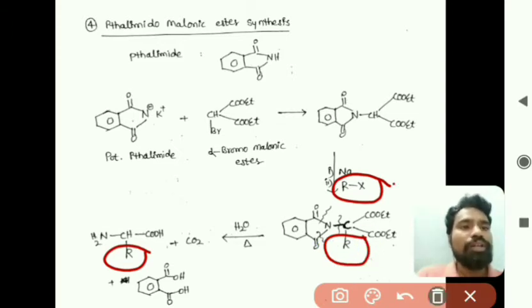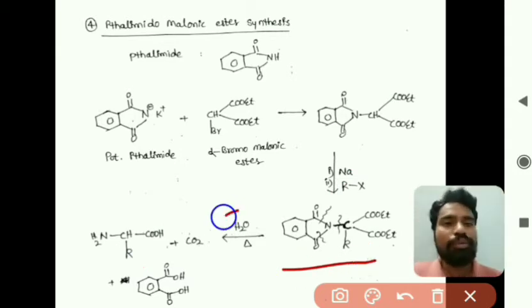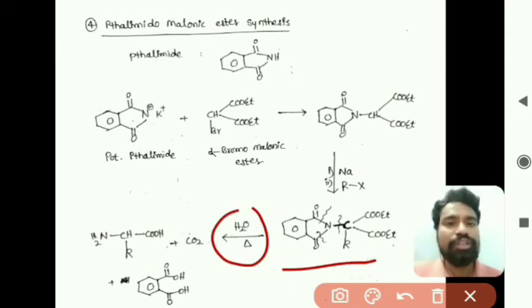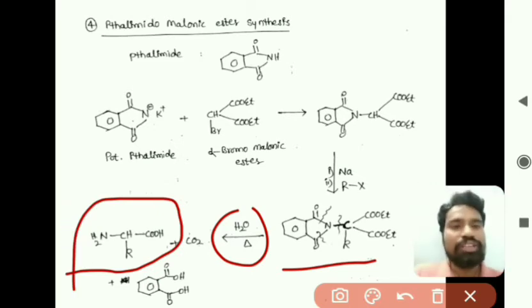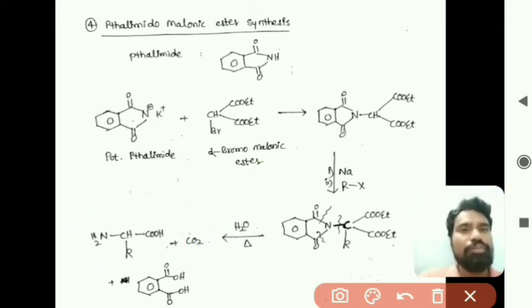And whatever the compound we are getting will then undergo hydrolysis upon heat. So we will get alpha amino acid, phthalic acid and CO2, and this is how alpha amino acid is prepared. This is the reaction mechanism of phthalimido malonic ester synthesis.